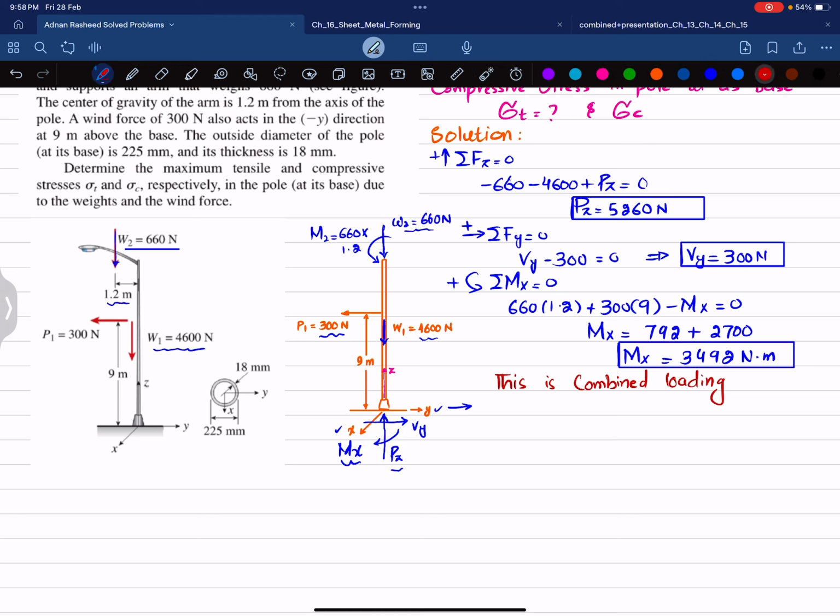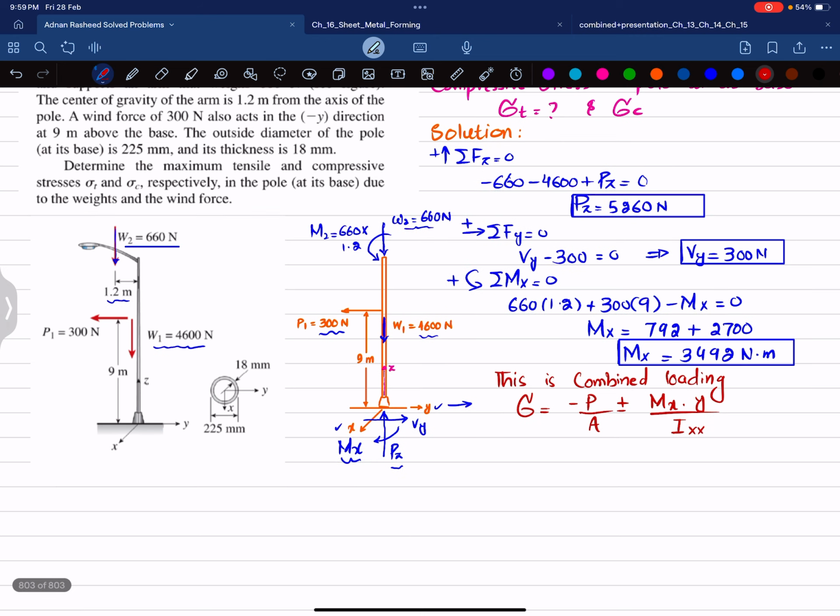So for that we have stress is equal to minus P by A, which is normal stress, plus minus this moment Mx, and y is the distance from the center or neutral axis to the outer section, divided by Ixx. So what is I, what is y? You can see if this is your neutral axis, because you can see the x-axis is this one. So the moment is acting like this. So this will be your neutral axis, and this will be your distance y, and this y will be equal to outer diameter, which is 225 divided by 2.